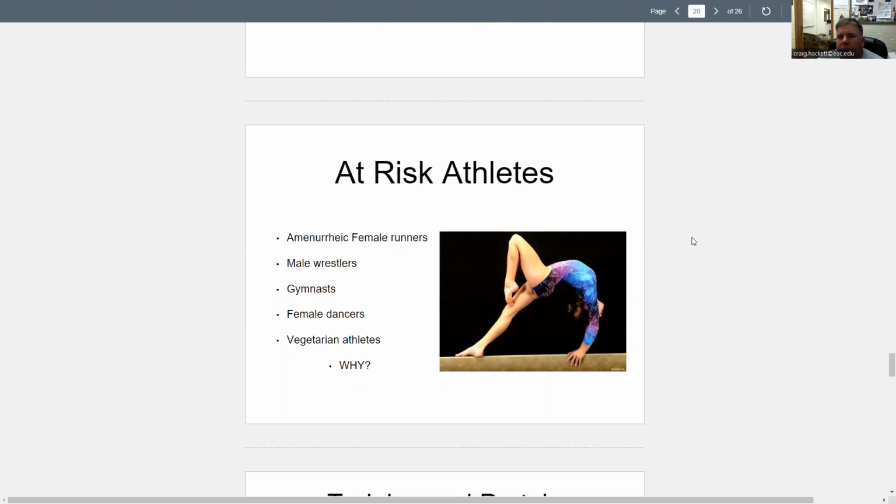So amenorrheic female runners, these are female runners who have missed 3 menstrual cycles in a row. Male wrestlers, gymnasts, female dancers, and usually vegetarian. Although vegetarian athletes may not be as at risk as we thought. A lot of our plant-based athletes are doing just fine. There's plenty of protein found in there. It's just not the same makeup of our branched chain amino acids that we find in muscle tissue that we eat in meat, but it's there.